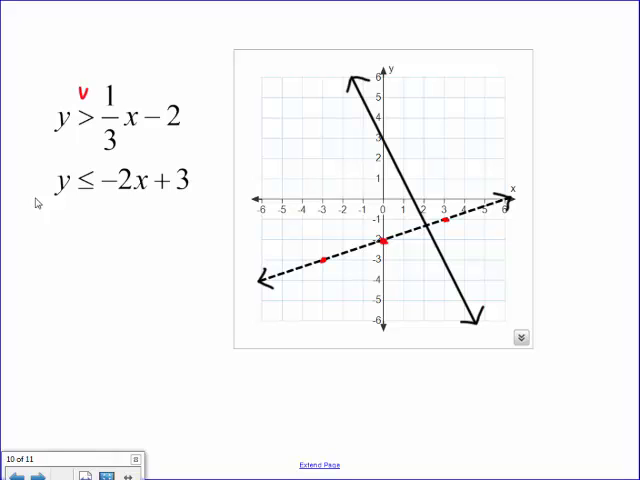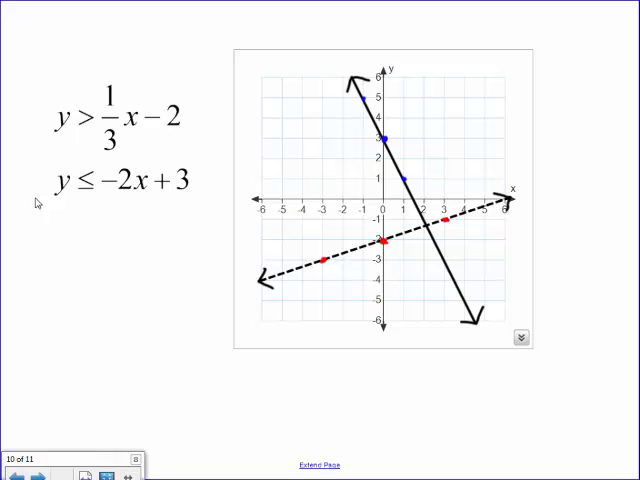And it's dashed because the inequality doesn't have an equal to, so you notice my line is dashed. Then I do the same thing to the other one, y-intercept at 3, slope of -2, so -2 over 1, so down 2, right 1, or I could go up 2, left 1. And it's solid because there's an equal to, so I got both those. So now I have to shade each of them individually. All right, so let's do that.